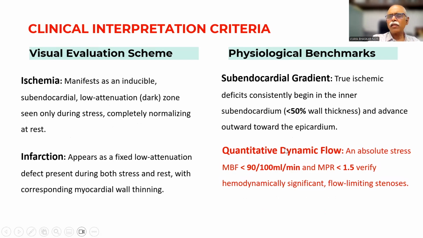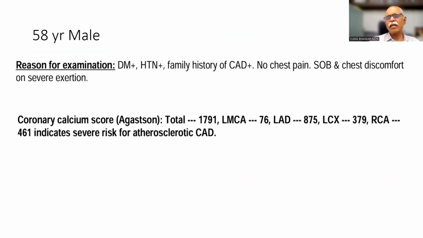Now, the quantitative dynamic flow parameters: you measure the absolute stress myocardial blood flow. If it is less than 90 ml per 100 ml of myocardium per minute, that means it is definitely ischemic myocardium and it needs revascularization. Look at this example of a 58-year-old male, diabetic, hypertensive, family history of CAD, no chest pain or SOB, and he develops only SOB and chest discomfort on severe exertion. Coronary calcium score is 1791. LAD has 875, LCX 379, RCA 461.